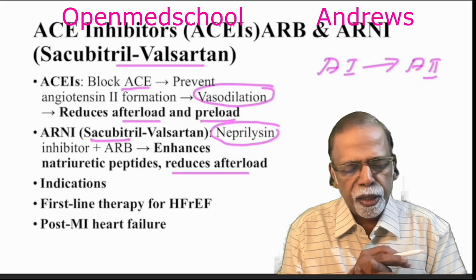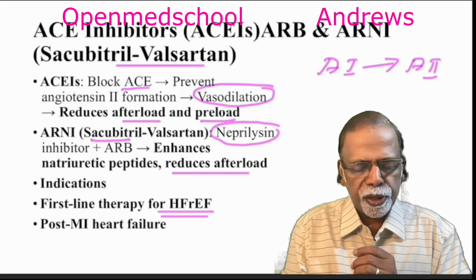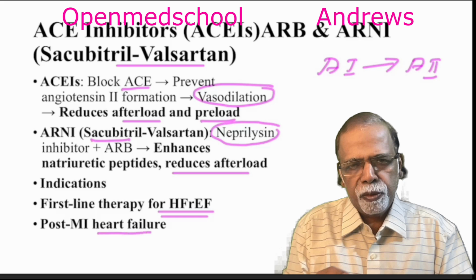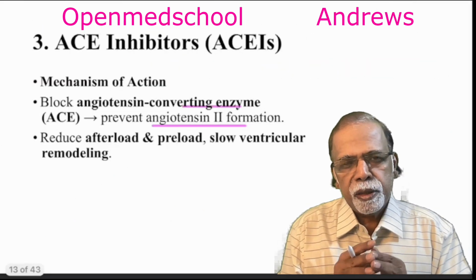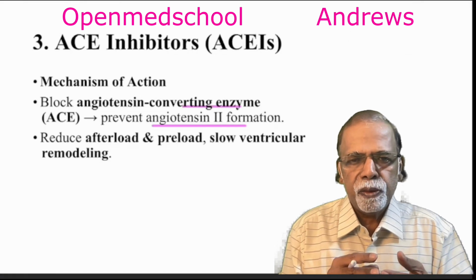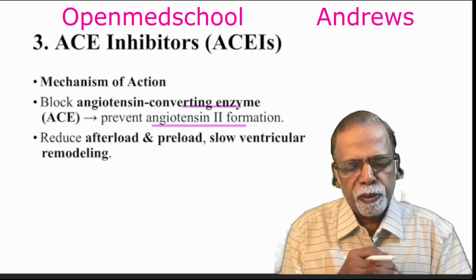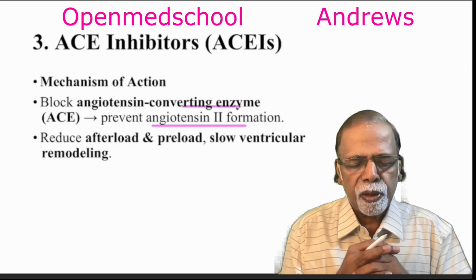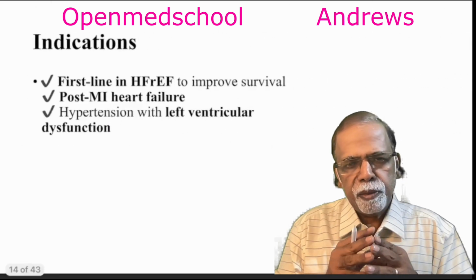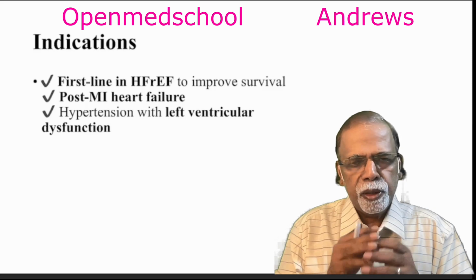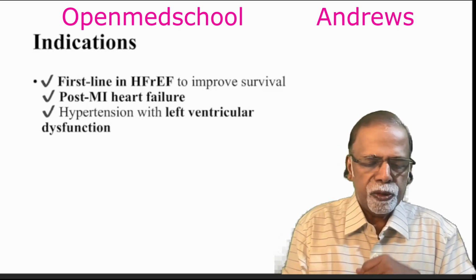ACE inhibitors, ARB or ARNI are first line therapy for heart failure with reduced ejection fraction. So this is the first pillar, and it is also indicated for heart failure due to myocardial infarction. The reason is it will prevent ventricular remodeling. If the patient can't tolerate ARNI, either due to financial reasons or due to angioedema, you may go for ACE inhibitors. So, as mentioned, it prevents angiotensin II formation, and it reduces the preload, afterload, and ventricular remodeling in case of myocardial infarction. These are first-line treatment for heart failure with reduced ejection fraction, as I already told you. It is indicated in acute myocardial infarction and in patients with hypertension with left ventricular dysfunction. Again, we can use this.